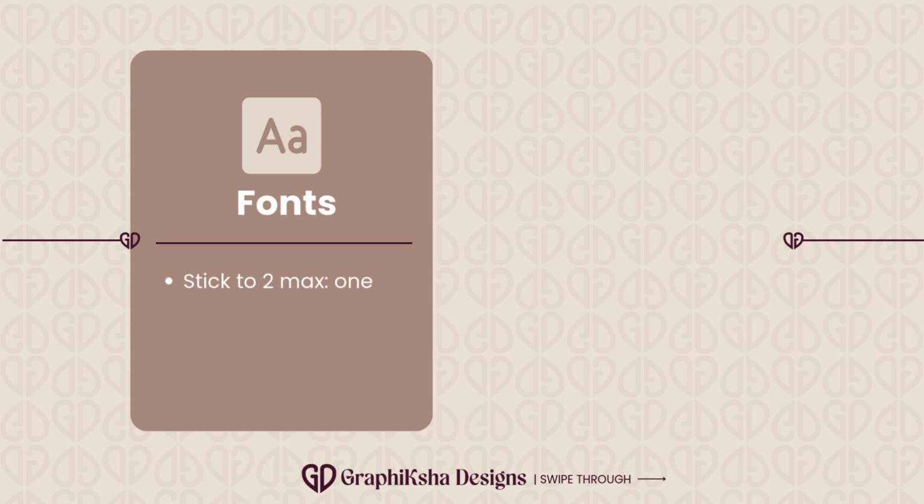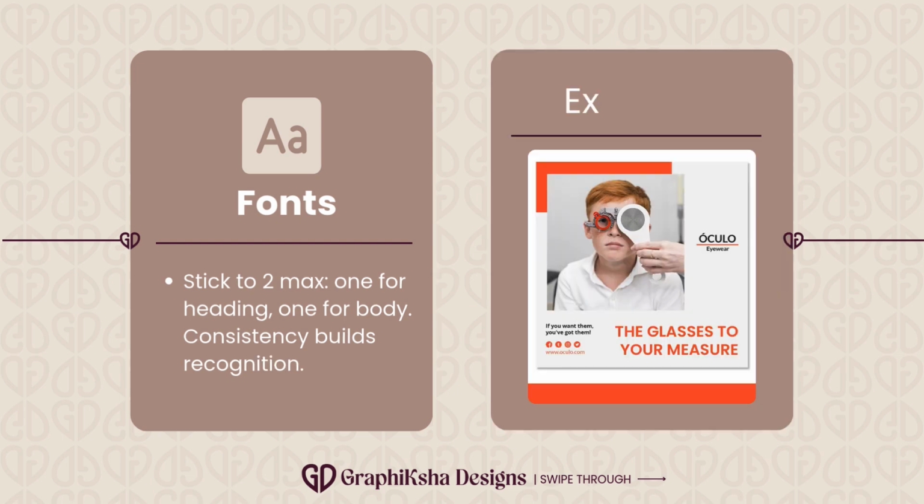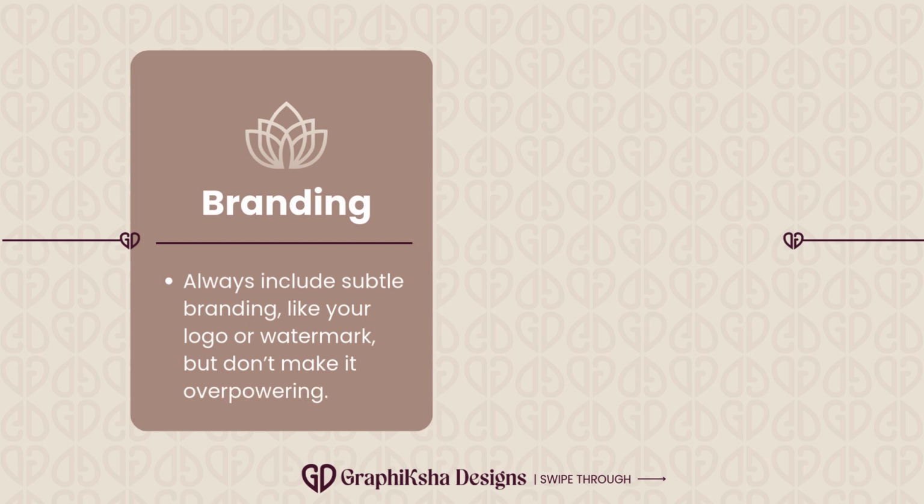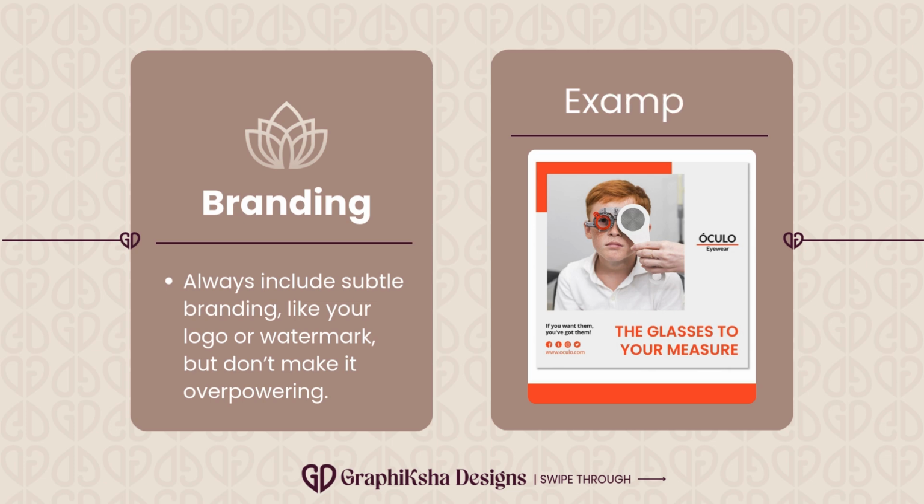Third element is fonts. Stick to a maximum of 2 fonts, one for the heading and one for the body. Generally use the fonts which are used in your branding or logo. Consistency builds recognition. And the last element is branding. Always include subtle branding like your logo or a watermark, but don't make it overpowering in the post. So the post can get the message across and also create a branding effect through the color palette, the fonts we use, and the consistency. It will create brand identity in the post.